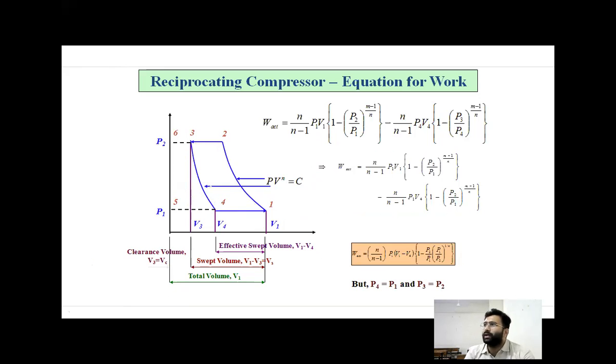Now see what is the effect of clearance volume on indicated power. When you consider clearance volume, the final equation is the same as that without clearance volume. So that way it is said that there is no effect of clearance volume, or VC, on indicated power. Okay, so this may be in your MCQ examination. So write down just one sentence: there is no effect of clearance volume on indicated power.